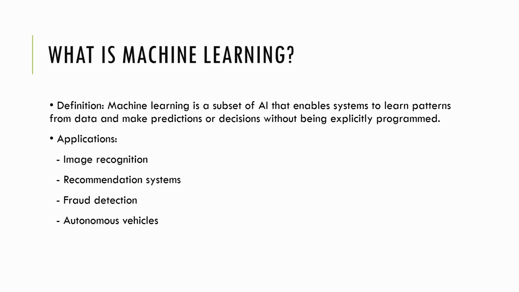First, let's define what machine learning is. Machine learning is a subset of artificial intelligence that enables systems to learn patterns from data and make decisions or predictions without explicit programming. Some real-world applications of machine learning include image recognition, recommendation systems, fraud detection, and autonomous vehicles.